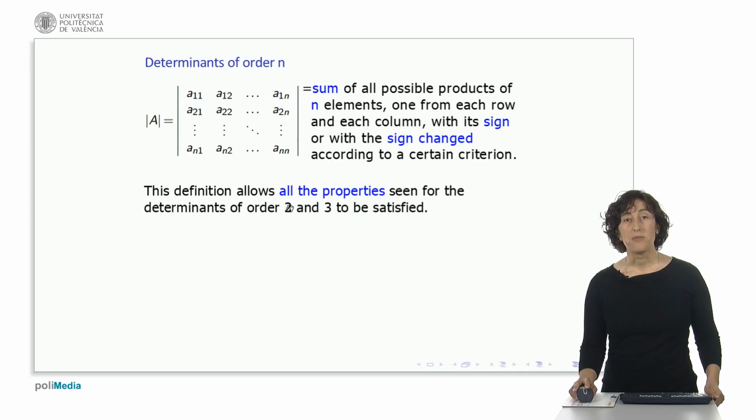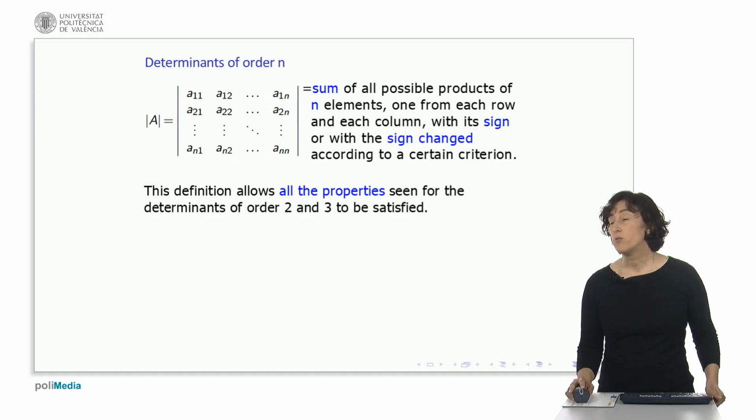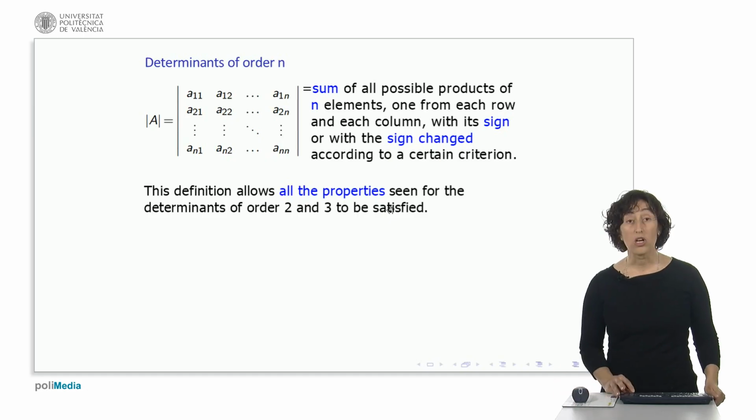Therefore, this definition allows all the properties that we have seen for the determinants of order 2 and 3 to be met. So from now on, to calculate determinants of superior order, we are going to apply those properties, especially the last one that we have seen, which is the one that helps us the most.